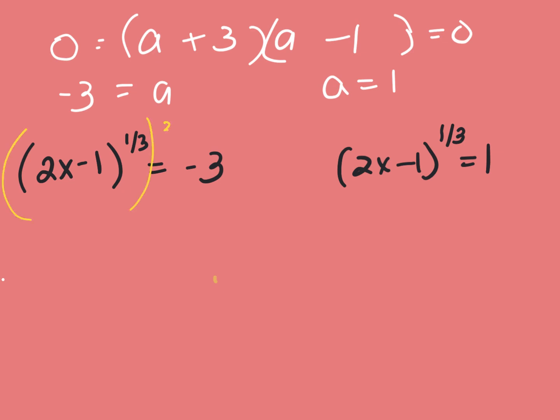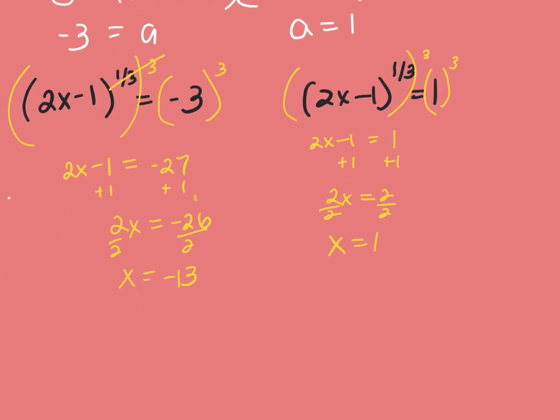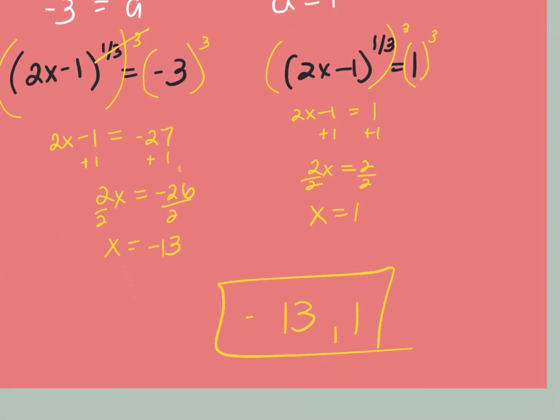I'm going to raise each side to the 3rd power. Cancels from here. I get 2x minus 1 equals negative 3 times negative 3 times negative 3, or negative 27. Add the 1. Divide by 2. And x equals negative 13. Repeat that whole thing for the other side. 2x minus 1 equals 1 times 1 times 1, which is 1. Add the 1. Divide by 2. So negative 13, positive 1.